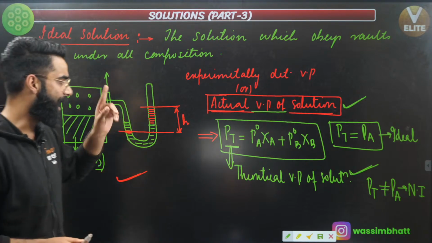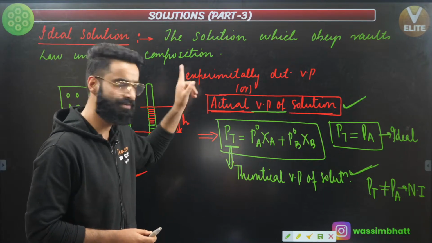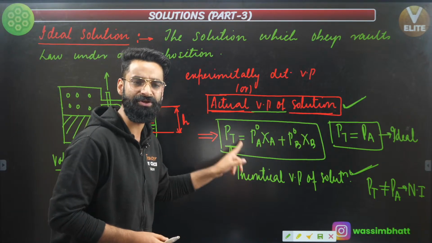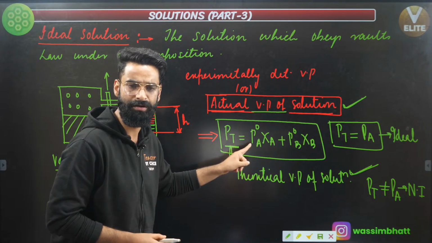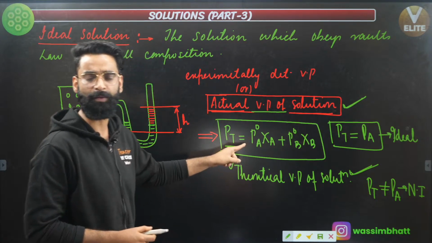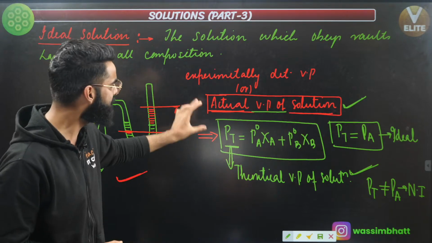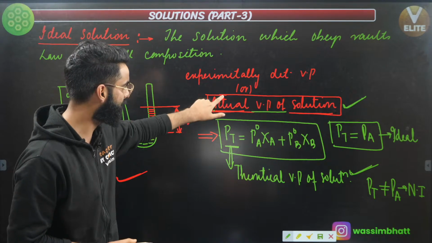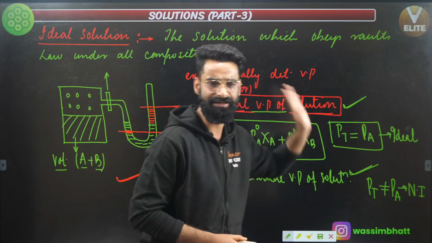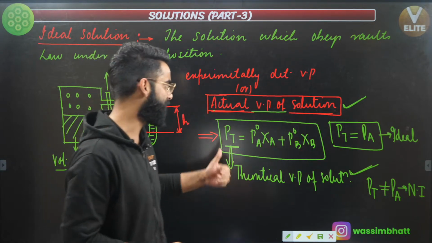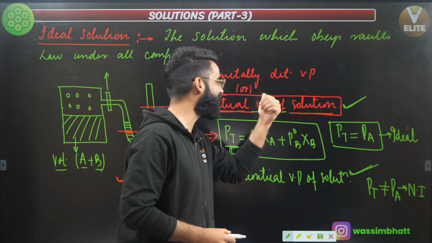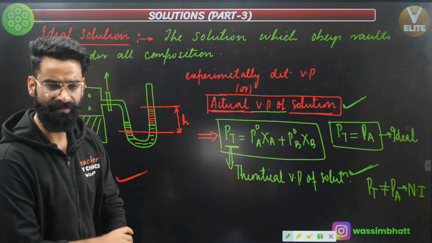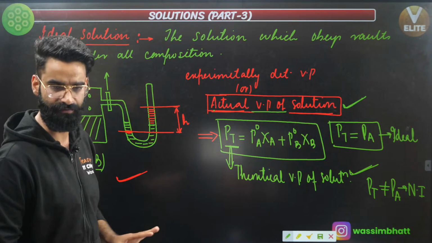Ideal solutions are the ones in which the actual vapor pressure of the solution, which we calculate experimentally, and the theoretically determined vapor pressure of the solution, which we calculate by means of Raoult's law, come out to be the same. And any solution in which the actually determined vapor pressure and theoretically determined vapor pressure come out to be the same, we call ideal solutions, right? And any solution in which they come out to be different, we call the non-ideal solution, right? I'm sure this is clear to everyone. This is the basic definition of it, correct?